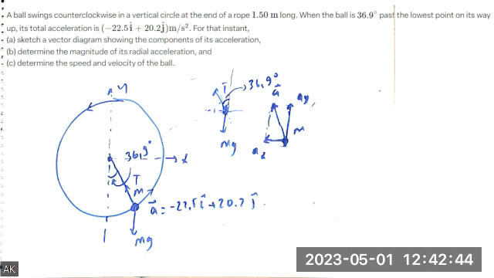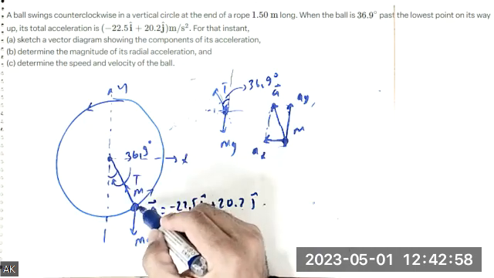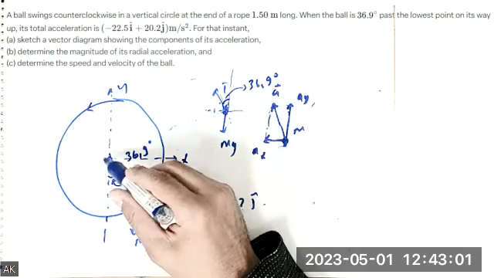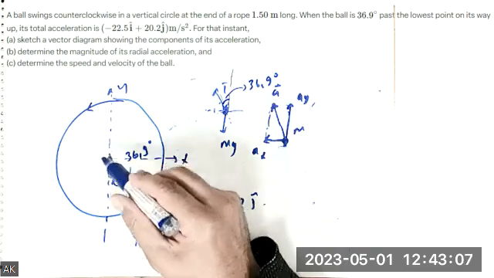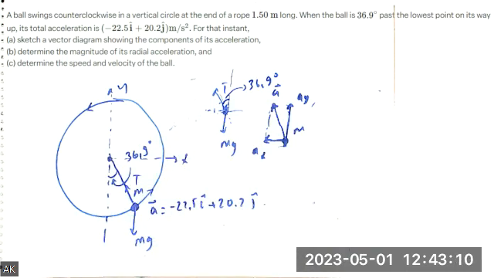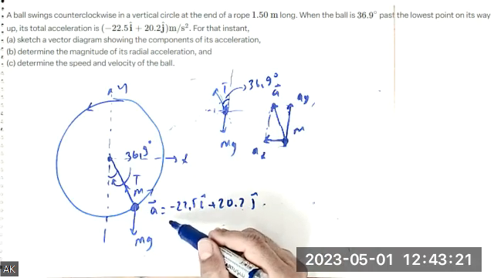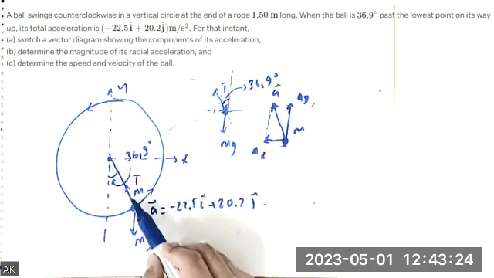Determine the magnitude of its radial acceleration. The radial acceleration. So yeah, that's a good point. What is the radial acceleration? The radial acceleration is along this line, along the T vector, the tension force. So in order to find the radial component of the acceleration, we have to resolve these components on this line, okay?